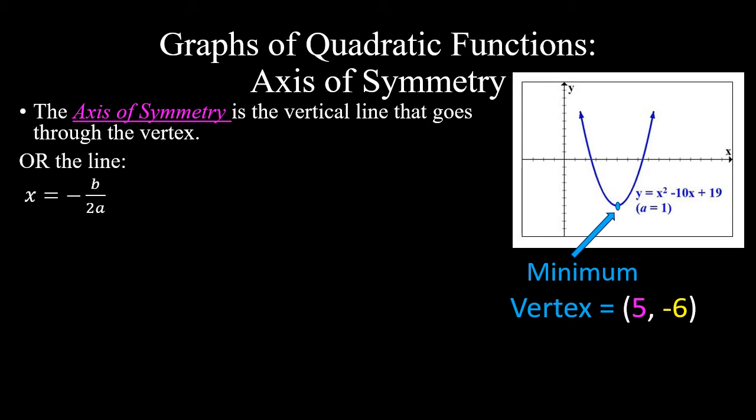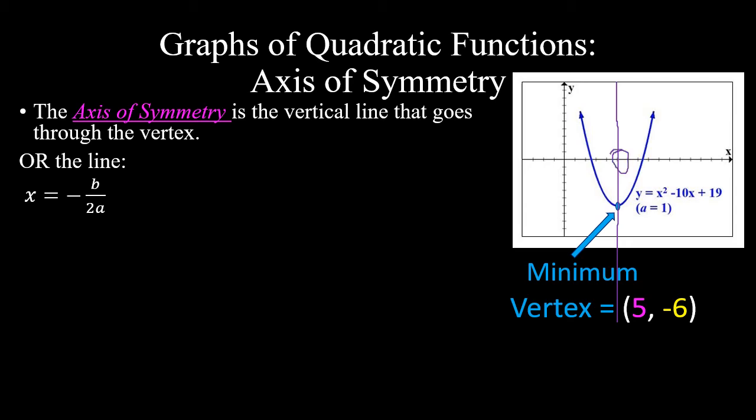Well, we can also say it's the line x equals negative b over 2a. That should look really familiar, right? We just used this formula, negative b over 2a, to find the x-coordinate of the vertex. All that's saying is that the axis of symmetry is the line that goes through the x-coordinate of that vertex. It's the line that's going to go right through, right there.